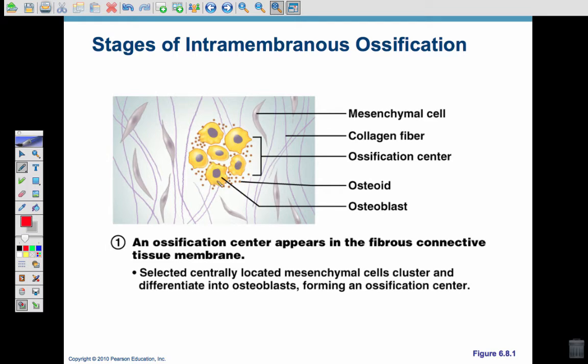And it begins to accumulate in a matrix surrounding these cells, and we begin to see it as a core from which the rest of the bone will develop, and that's called an ossification center. Now notice already that part of the osteoid that's emerging from this are collagen fibers. Collagen fibers are part of the osteoid, part of the matrix, part of what gives bone its strength, in addition to the presence of the mineral salts, the calcium phosphates.